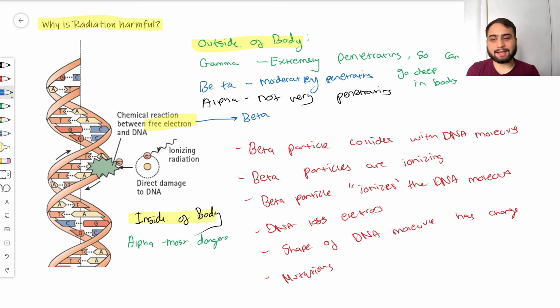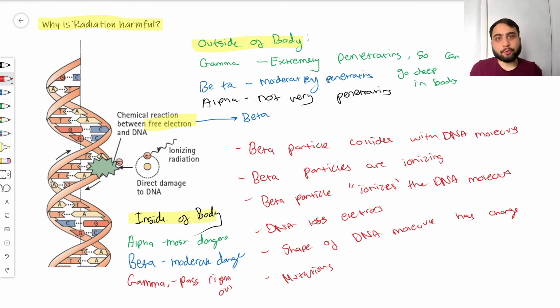Then it's beta particles, moderate danger, and then surprisingly it's gamma. That's because they just pass right out of your body. Because they're so penetrating, they just penetrate your entire skin and they pass out straight into the earth, rather than wreaking havoc on the close range cells that are right in front of the gamma rays themselves.